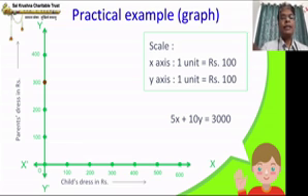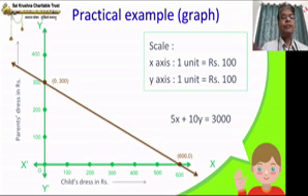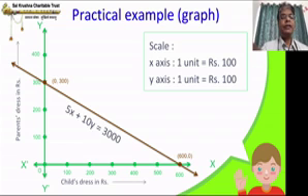So the first ordered pair is 0, 300. That is, if the child's dress is 0, the value of parent's dress is 300 rupees. And if the child's dress is 600 rupees, the value of parent's dress is 0. Now drawn the graph, remove the equation from there and put it here. Then cross checking. If the child's dress is 100, the parent's dress is 250 rupees. So now the equation is correct, the graph is correct.